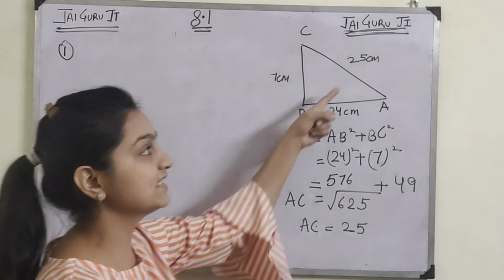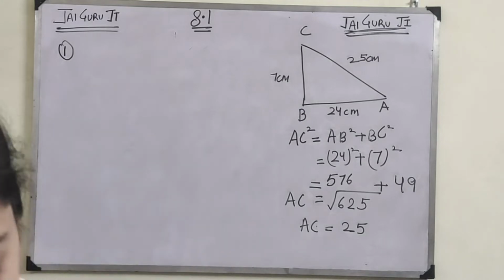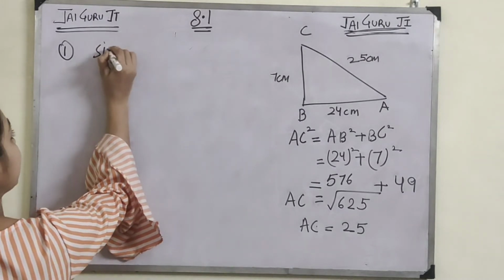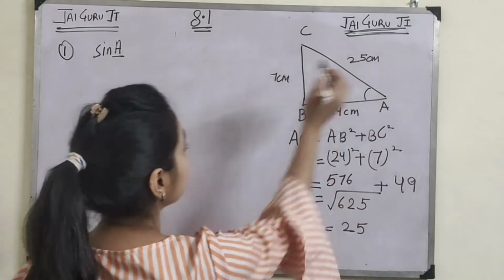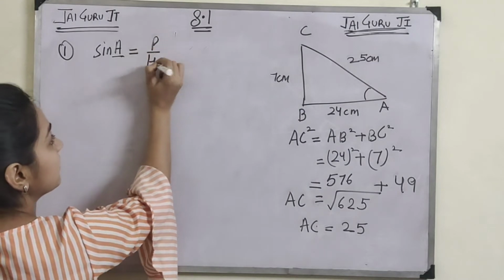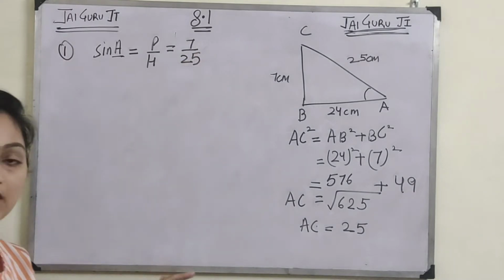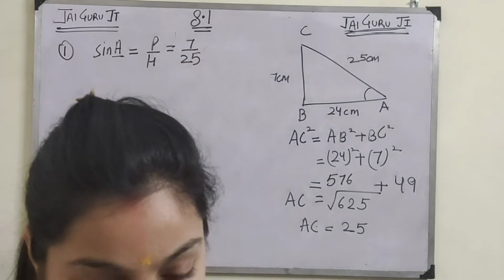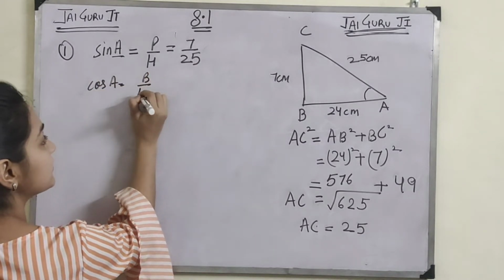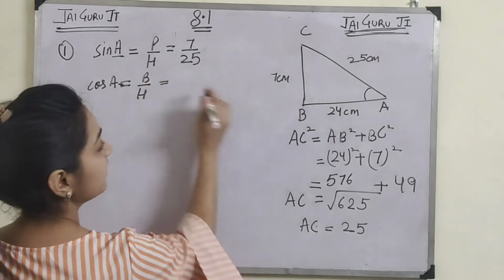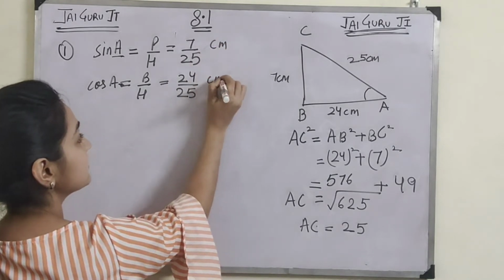Now I have got all three sides, so it would be easy for me to calculate. In the first question, you have to calculate sine A. If it is saying A, it means this is the angle. P upon H is the formula. What is P? 7 upon H, which is 25. So this is the answer. That's all. Second, you have to find out cos A. That is B upon H. What is B here? 24 upon 25. This is the answer. You have to write the answer in centimeters.